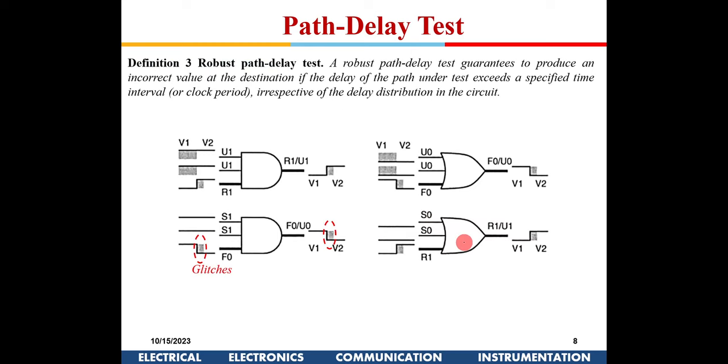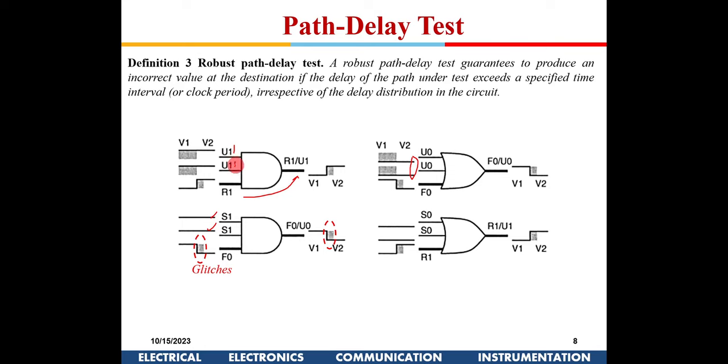So this is again the robust path definition. For an AND gate, this has to be static one. If it is static one, then the transition on the input will be available at the output. This will give me a robust test. Similarly, for an OR gate, these have to be zeros. If it is making a transition of 1 to 0 for an AND gate, again you are giving these as 1 1.